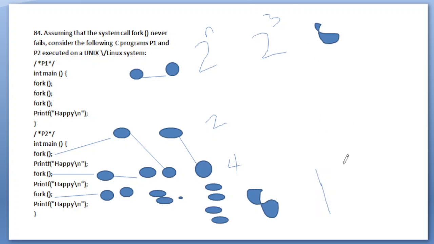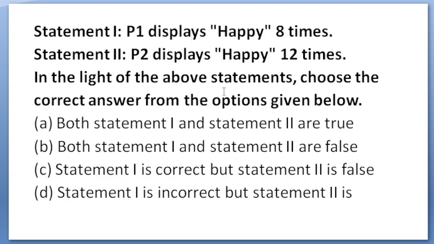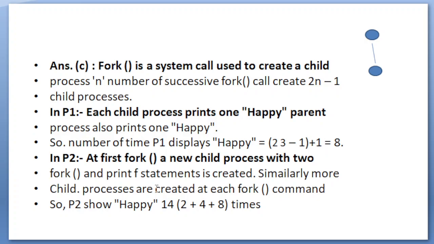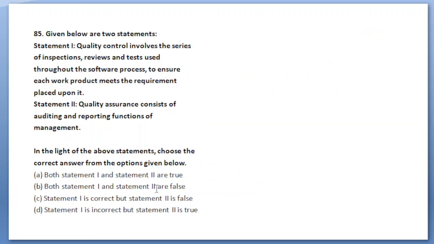14 is the answer. I hope this question is also clear. Total 14 times happy will print. So statement 2 is wrong. Here 14 is the answer. Statement 1 is true and statement 2 is false. Okay. Next question.